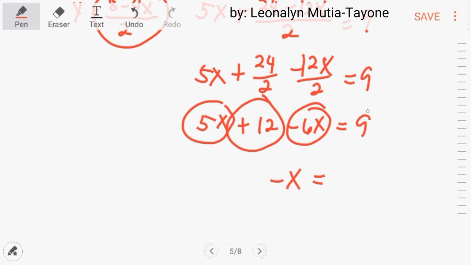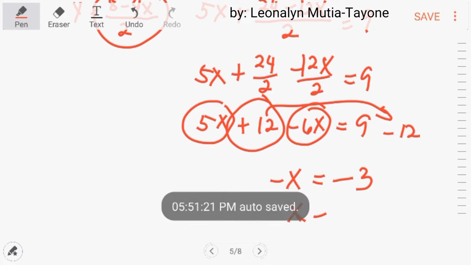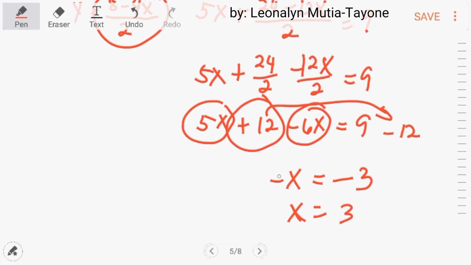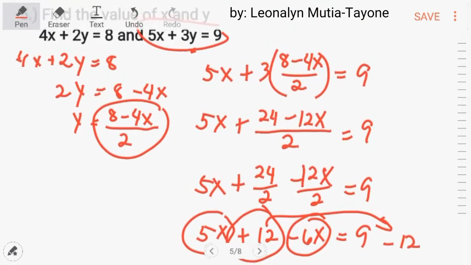Itong si 12, i-transpose sa kabila maging 9 minus 12, and that is negative 3. So, x is equivalent to positive 3. Kasi negative sila pareho. So, that means positive 3. x is equivalent to 3.